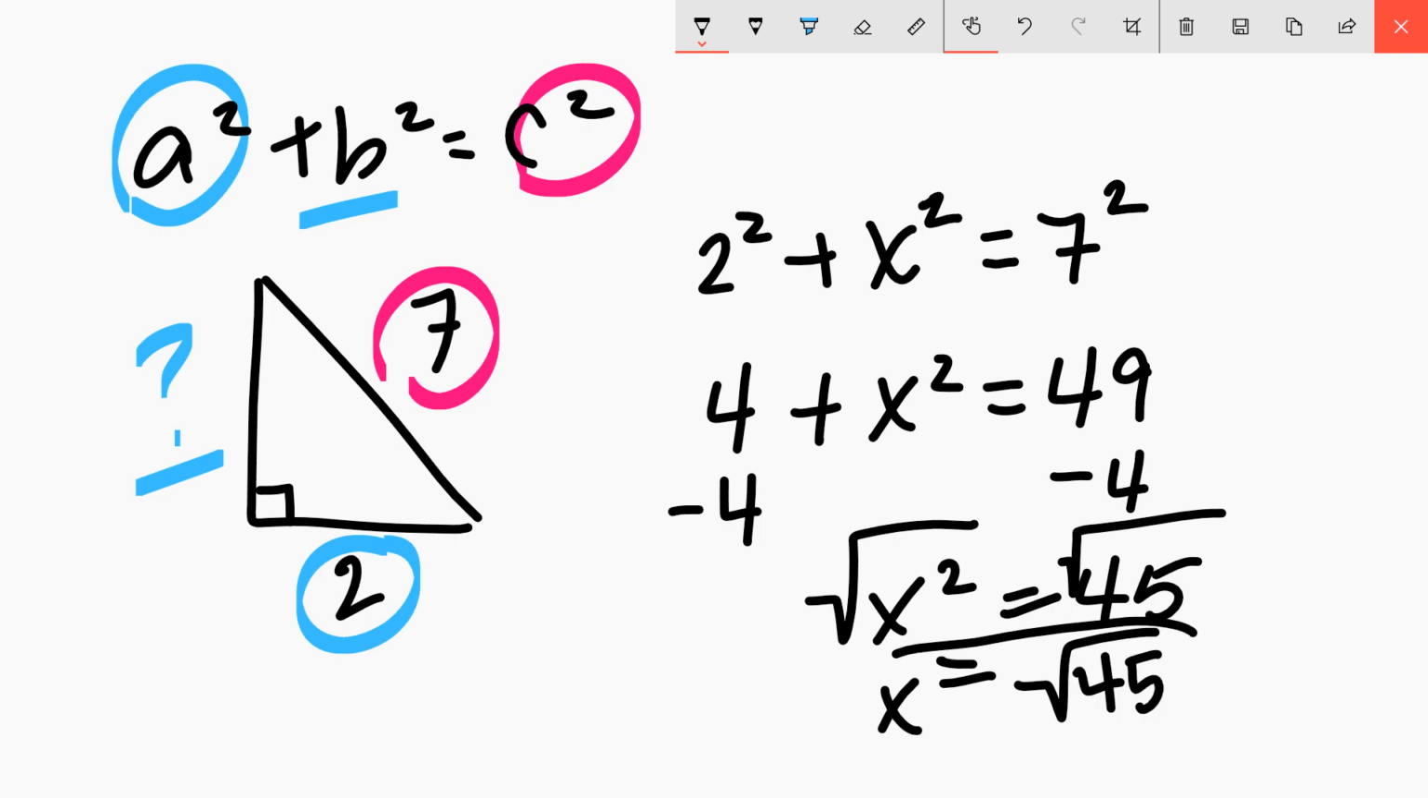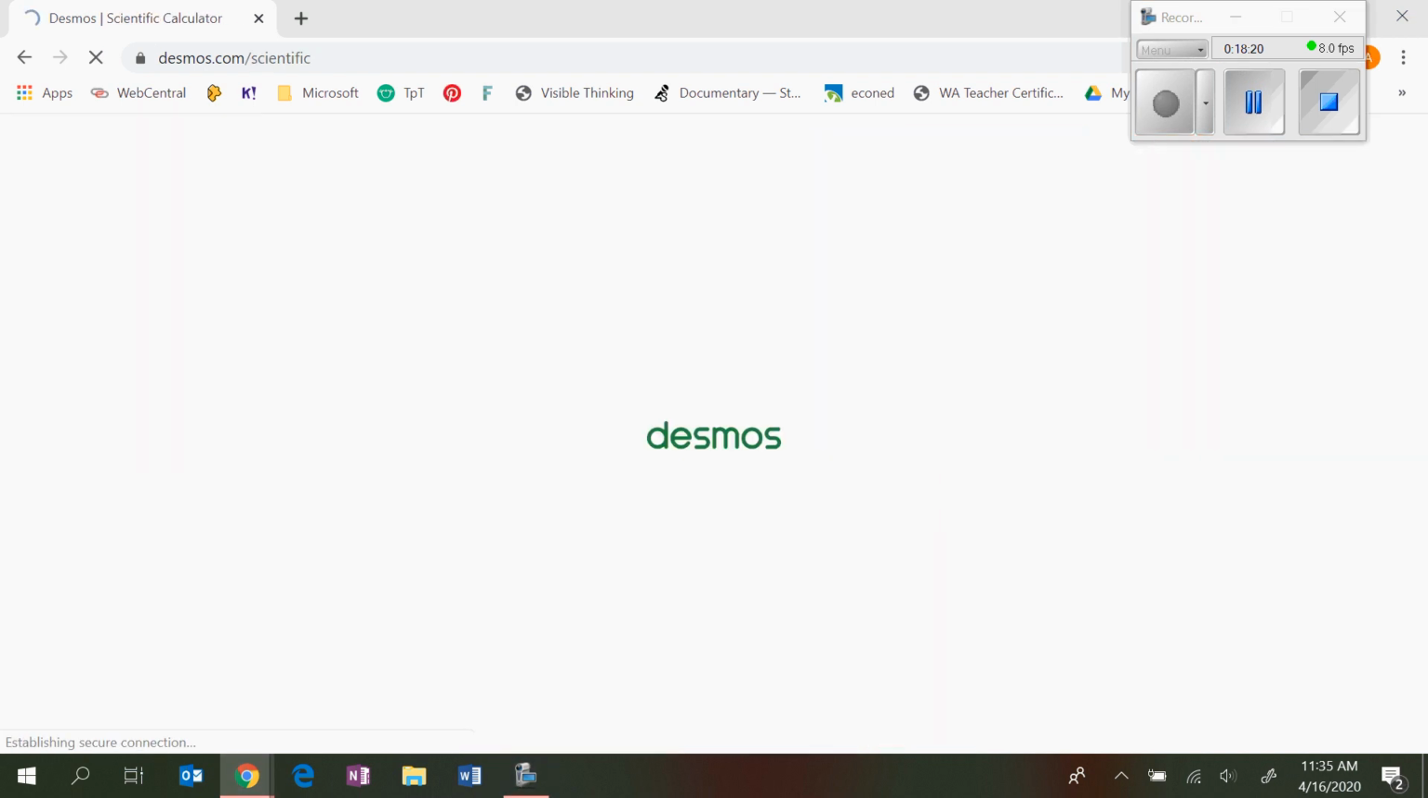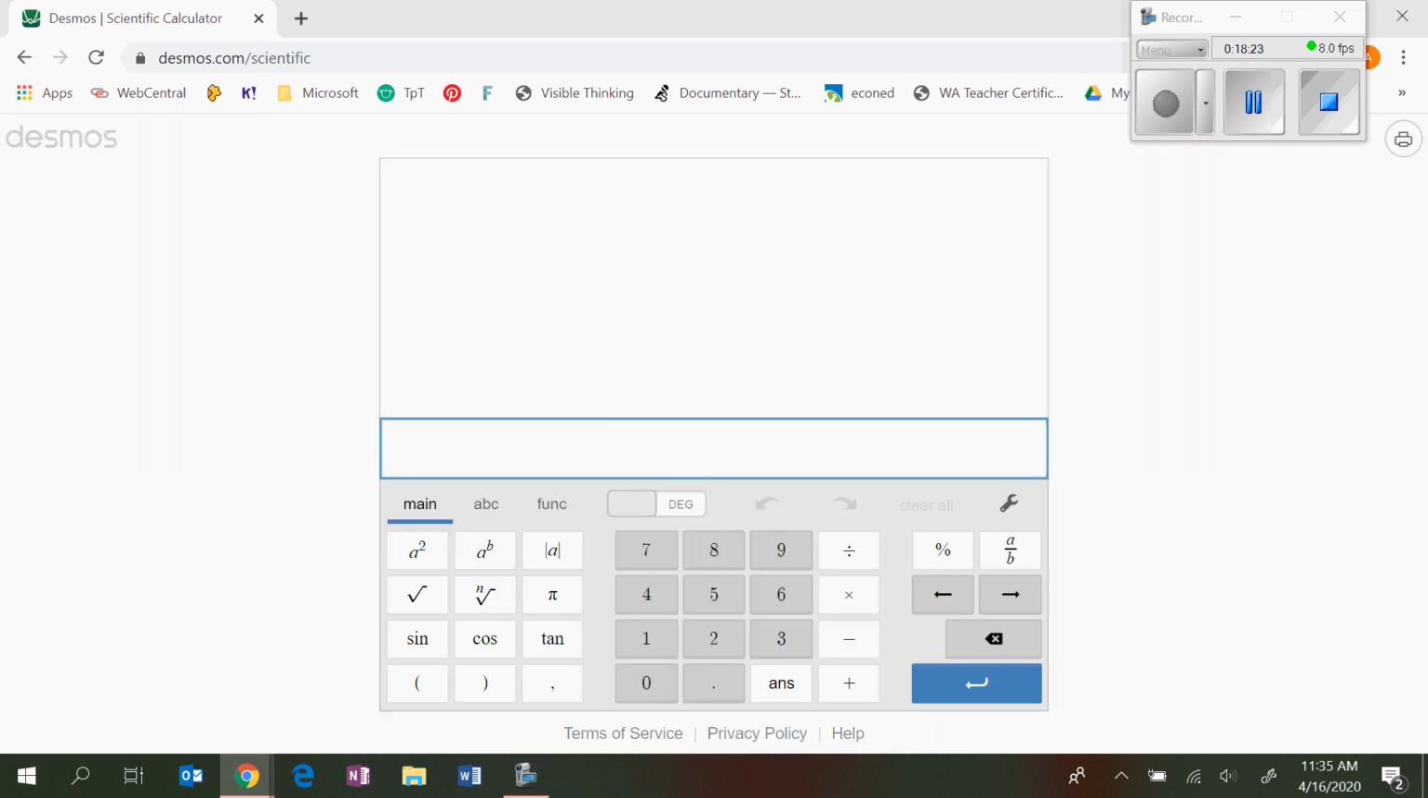Now, it's okay to be done right here. However, if I asked you to round to the nearest tenth or something, that's where you would need to go and look for a calculator. Now, if you don't have a scientific calculator at home, what you can do is use Desmos here. So Desmos has a scientific calculator. You would click that. And I want to know the square root of 45. And there you go, 6.7.